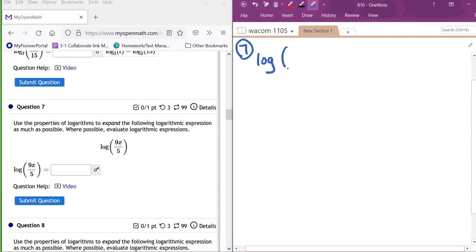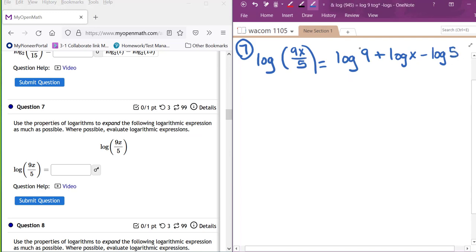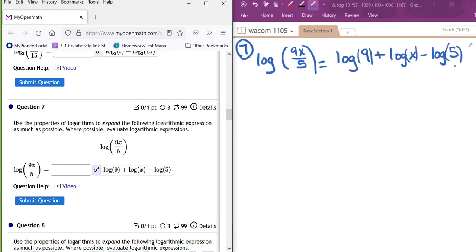So we have the log of 9x over 5 is equal to the log of 9 plus the log of x minus the log of 5. And these are all base 10. And there's nothing else we could do to those.